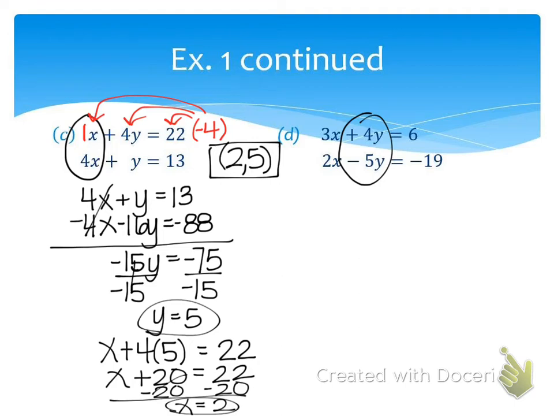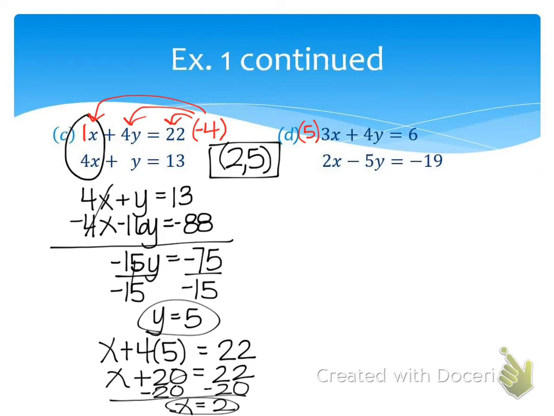Now, would it be wrong to try to eliminate the x's? Absolutely not. But if we're trying to make our lives simpler, I'm going for y because at least one's positive and one's negative. All right, now if I'm looking at 4y and negative 5y, 4 and 5 essentially are my coefficients. What's a common multiple of 4 and 5? 20. Okay, so I need to multiply the 4 by what to get 20? 5. So I'm going to multiply the entire first equation by 5.